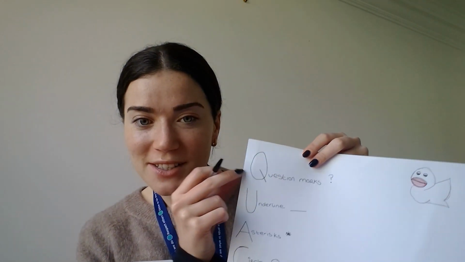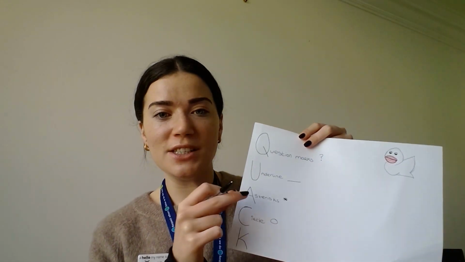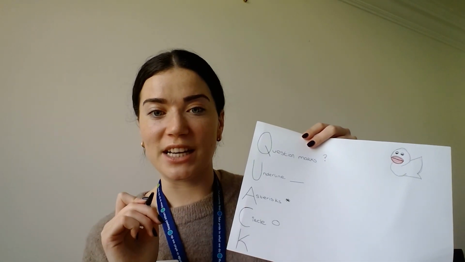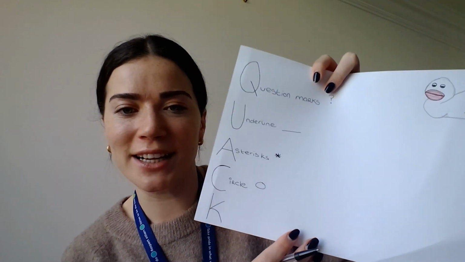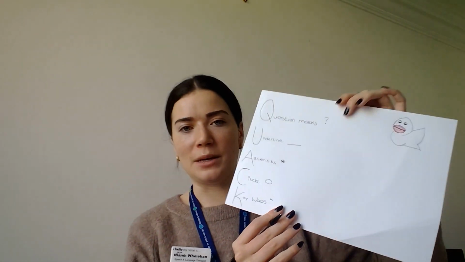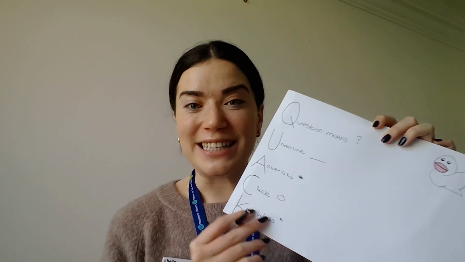So we've got our question marks, we're underlining those definitions, we're putting an asterisk beside some of those interesting ideas, and we're circling those examples. And lastly, in our QUACK, we have K, and K stands for keywords. So we may have some keywords, they may be in bold sometimes in reading comprehensions to support a child to identify them, but any of those keywords that they might identify, we're going to put a little K beside them, and that way we can identify those keywords.